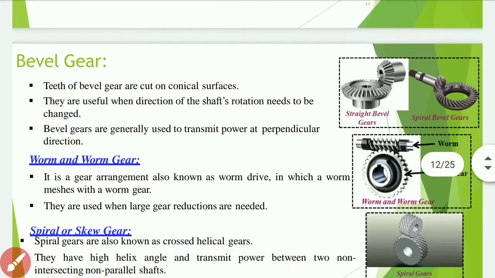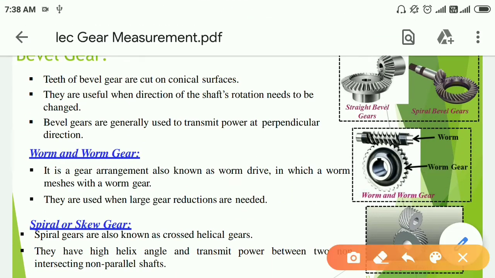Next is bevel gear. Teeth of bevel gears are cut on a conical surface, as shown in the figure here. They are useful when the direction of the shaft rotation needs to be changed. Here the rotation of one shaft is here and here it is different. Bevel gears are generally used to transmit power in perpendicular direction. Another type is spiral bevel gear.